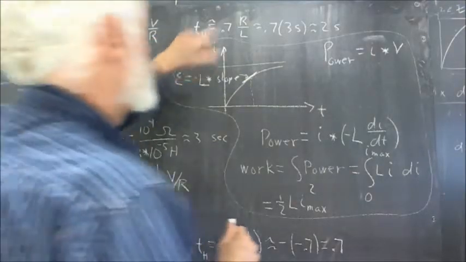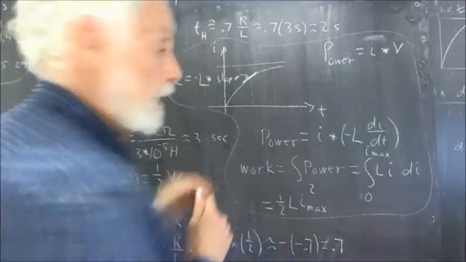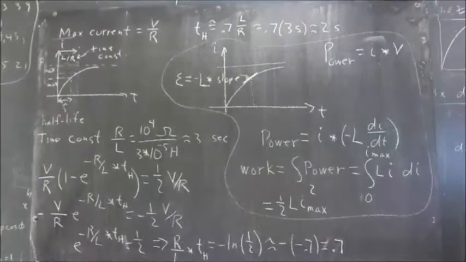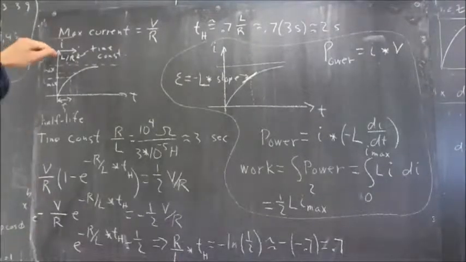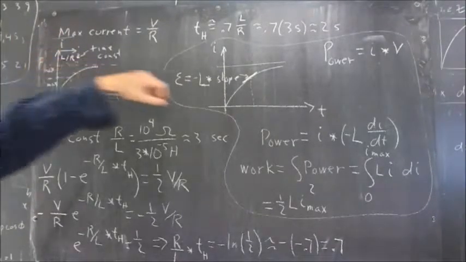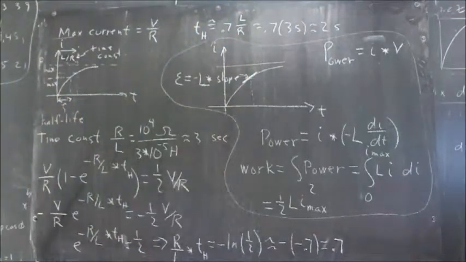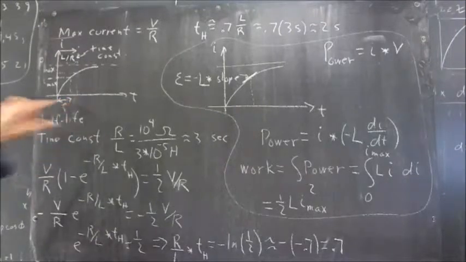And over here, same thing. This R over L should have been L over R. So I'm going to make that correction off the camera here. Okay, made the correction. L over R is the time constant, and L over R occurs here as well, and we'll see that in just a minute. And we also have, of course, the half-life.